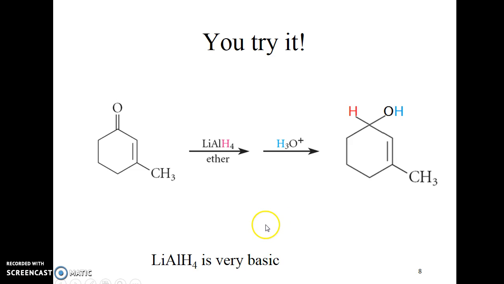Okay, here is an example. We have lithium aluminum hydride. Remember that lithium aluminum hydride is very basic. So what is it going to do? 1,2 addition. This hydrogen ends up on the carbonyl here, and then the acid wash puts a proton on there.